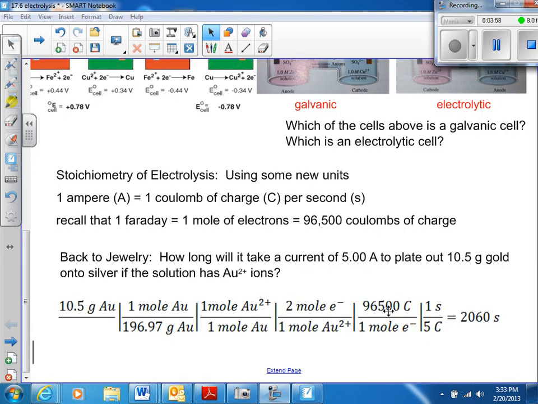So we had our 96,500 coulombs per mole of electrons. And then here's our amps. We were told 5 amps. That's 5 coulombs per second. It's the definition of an amp, a coulomb per second. So if I have 5 amps, I have 5 coulombs per second. And I can turn it upside down and use it as a conversion factor.